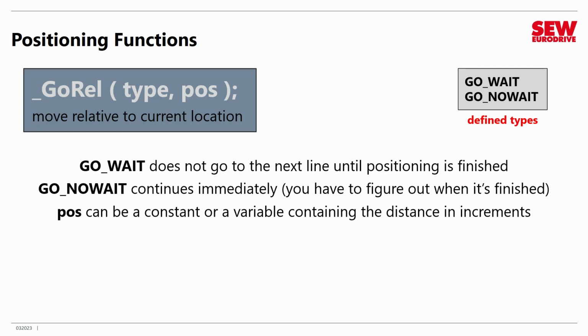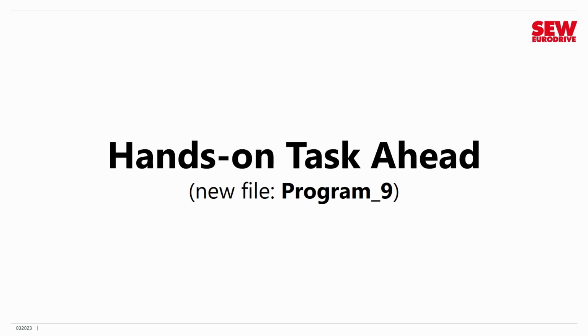Okay, well, it's time to write a program. So we're going to create a new program, program 9. However, we're going to reuse some of our code from program 8. So you probably want to make a copy of that program and use it so you can save yourself some coding time. Here's the application we're going to implement.